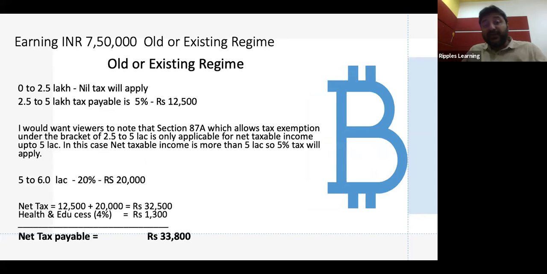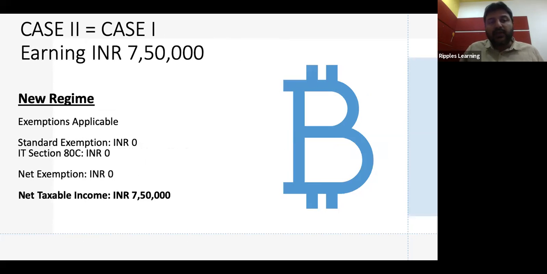Right? Now, if you see the net taxable income being reduced, and you compare it with the new tax regime, again, coming to the new regime: standard deduction, you cannot take. 80C section, you cannot take. So net exemption technically is 0. So net taxable income is 7,50,000 rupees.